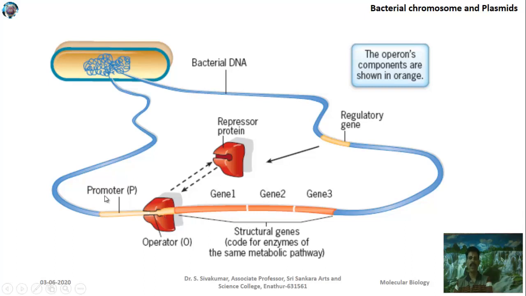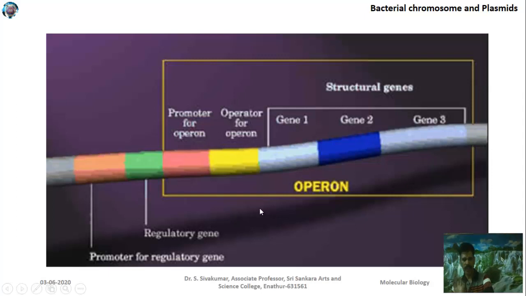Usually these genes have a specific structure, which contains a promoter, operator, and structural genes. So the promoter, operator, and regulator genes are usually called regulatory genes, whereas the genes which are going to provide enzymes or other molecules are known as structural genes. So each operon will contain a regulatory gene, a promoter region, an operator region, and structural genes. So this is the general structure of an operon.